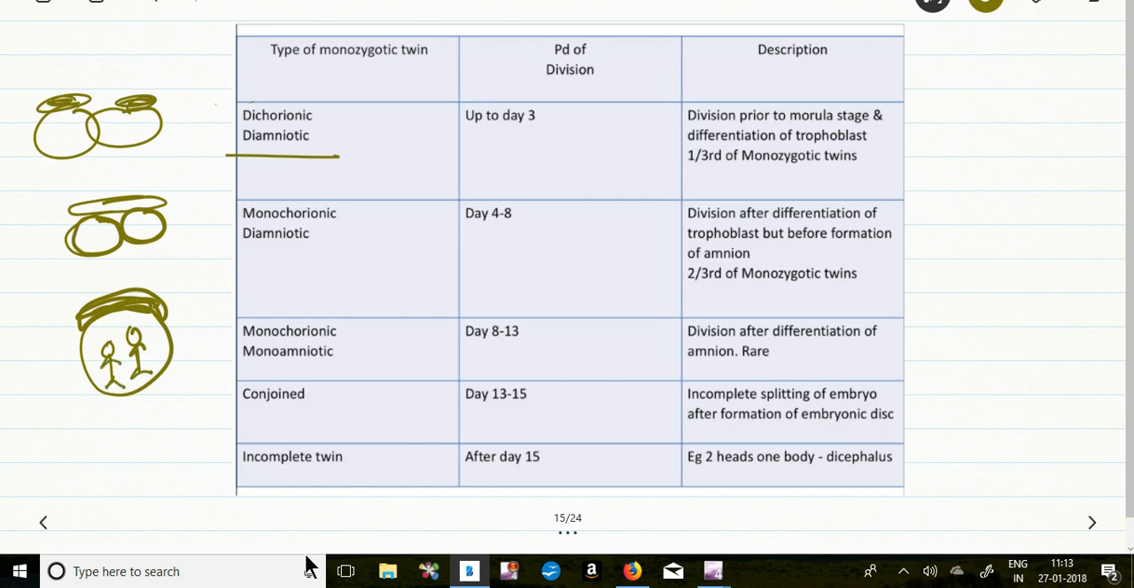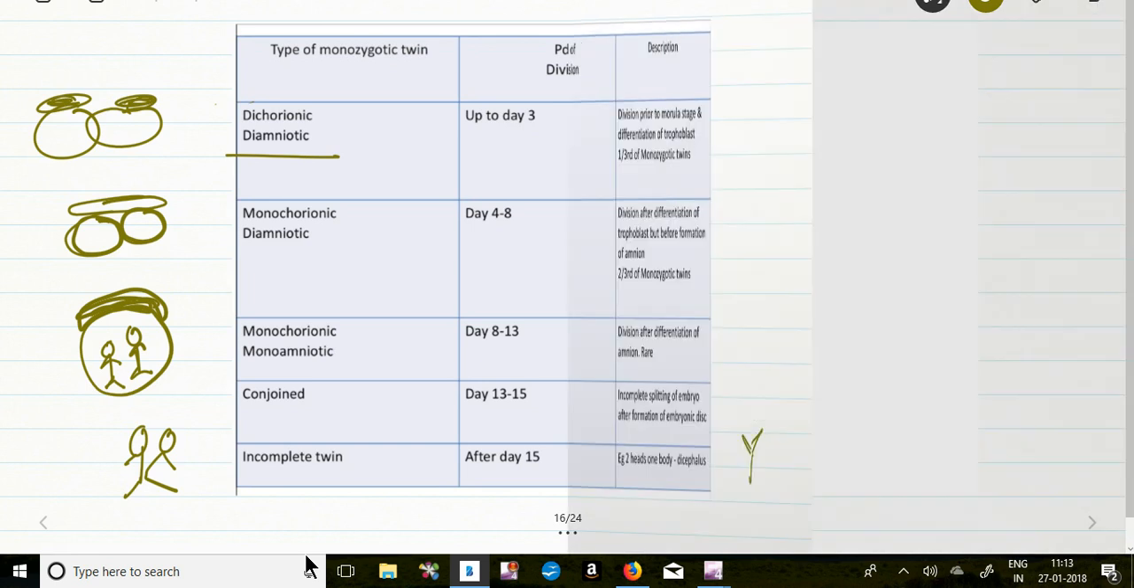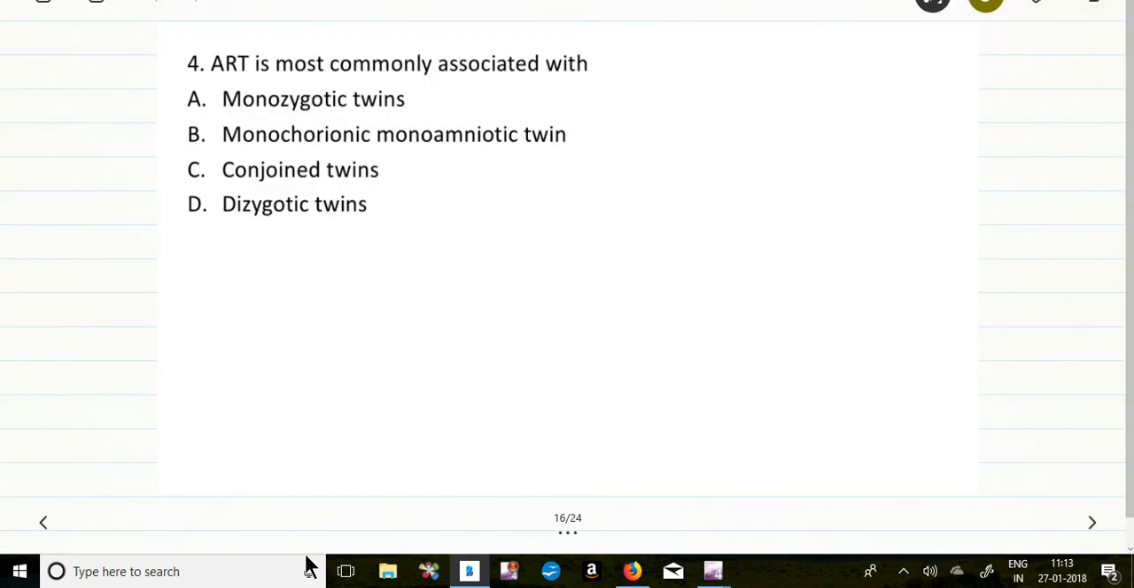This is monochorionic monoamniotic. Conjoined twins, further after day 13, if a division takes place, the babies might be joined at various places. And incomplete ones, the body is single while there are two heads, or you can have multiple limbs like dicephalus, etc. Then the answer is simple here. ART is most commonly associated with, it is not monozygotic, it is not monochorionic monoamniotic, it is not conjoined. All of these are mostly monozygotic. Only dizygotic is the answer here.